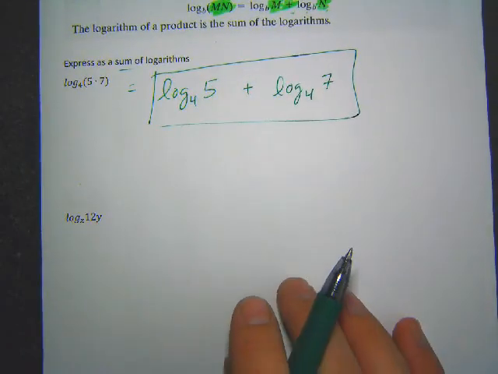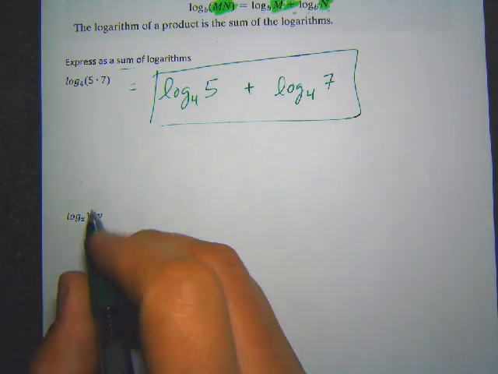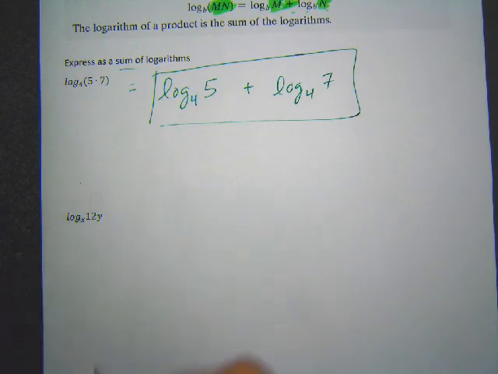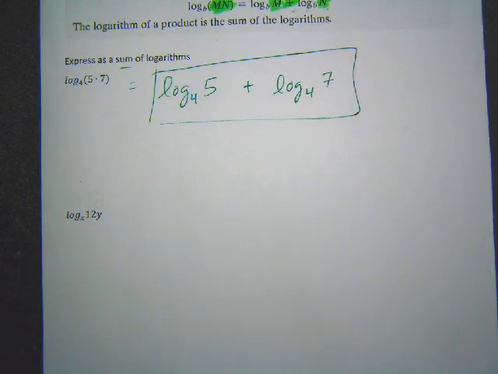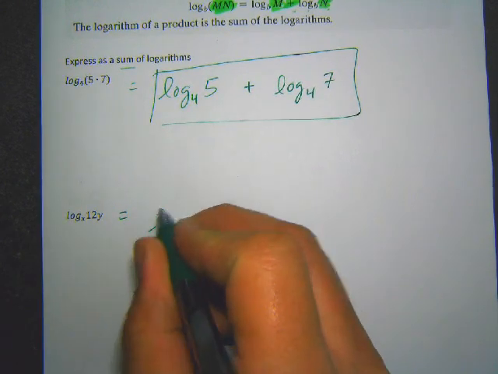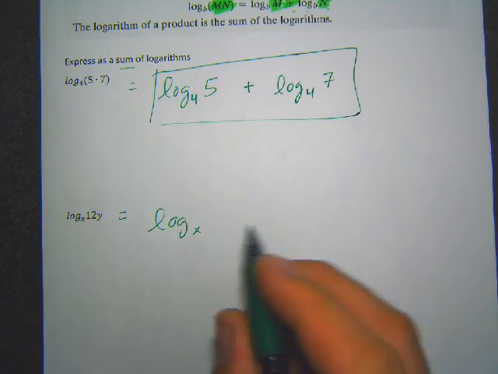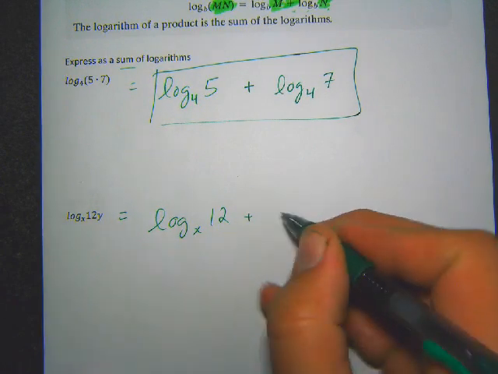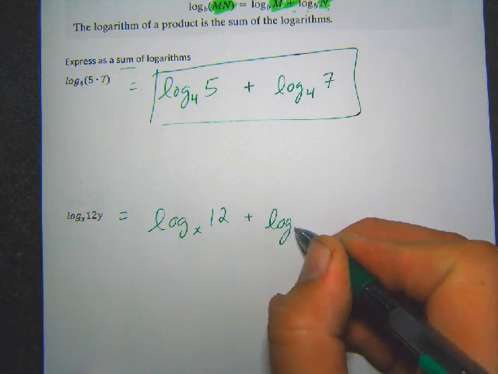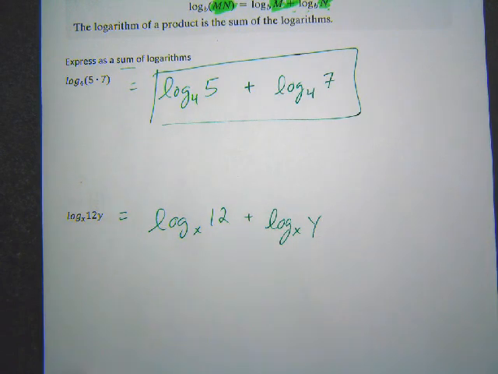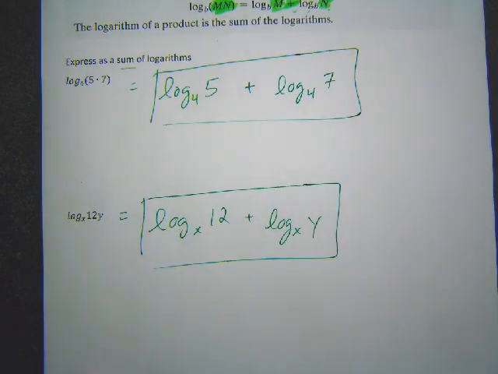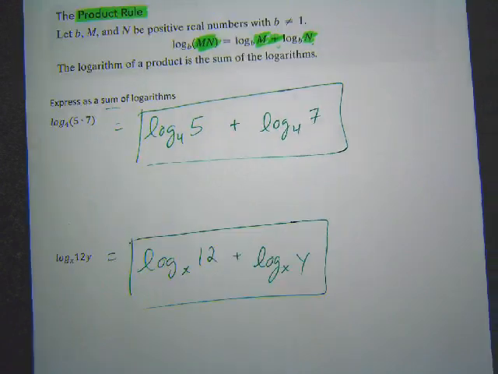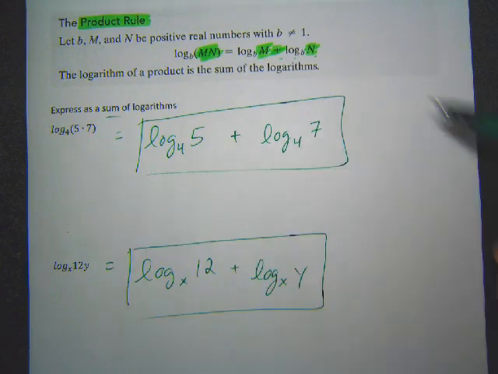Do the same thing here. We're going to break this log up into two parts of a product. Here you can see they have 12 and y. That whole thing is inside the log here. So that multiplication, 12 times y, can be broken into addition. So this becomes log base x, this is base x for this log, of 12 plus log base x of y. So again, we're breaking up that multiplication into addition. And so we broke that multiplication into a sum. So that's the product rule. If you're multiplying inside a log, it turns into adding between two logs.